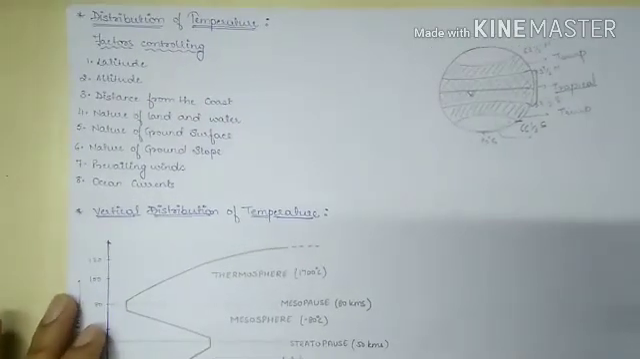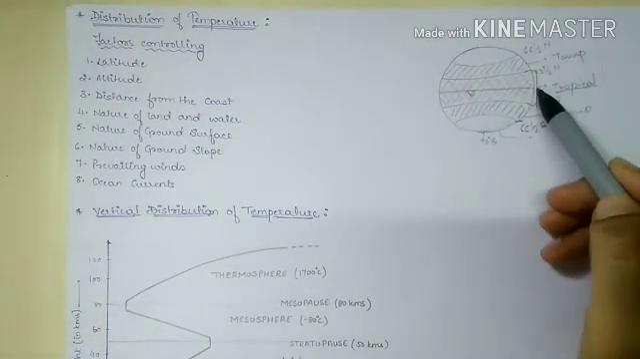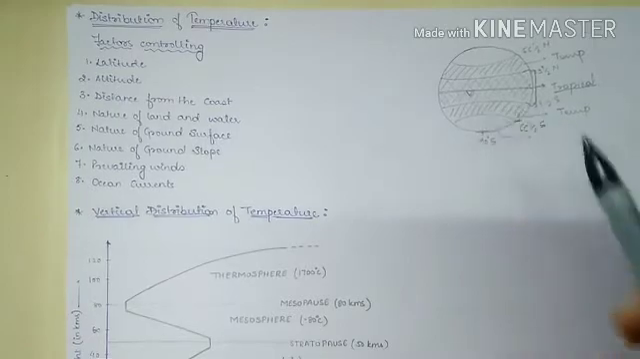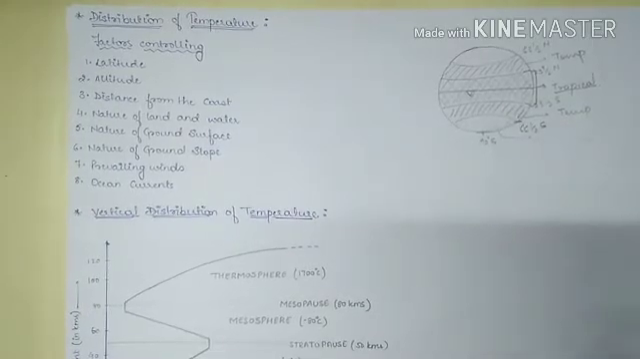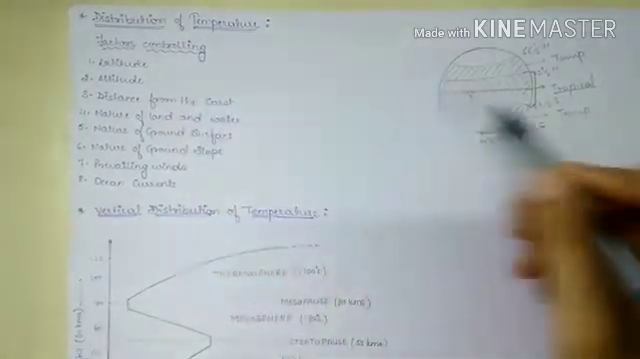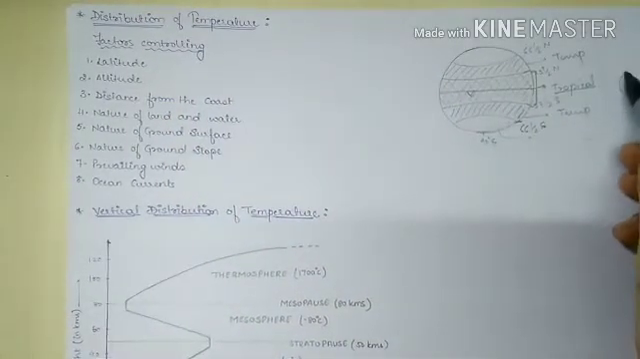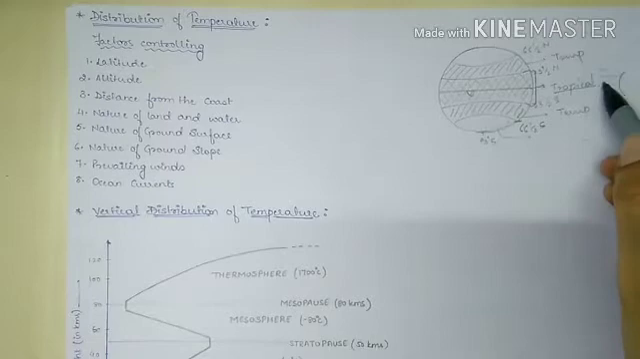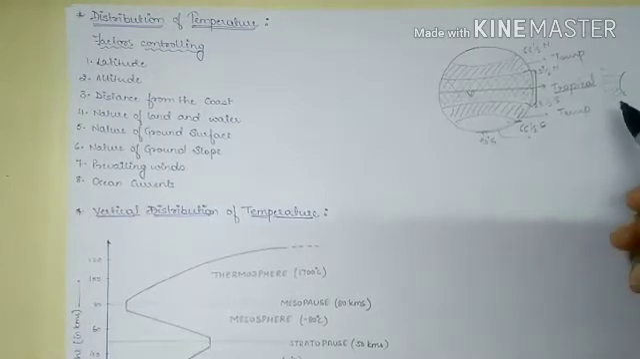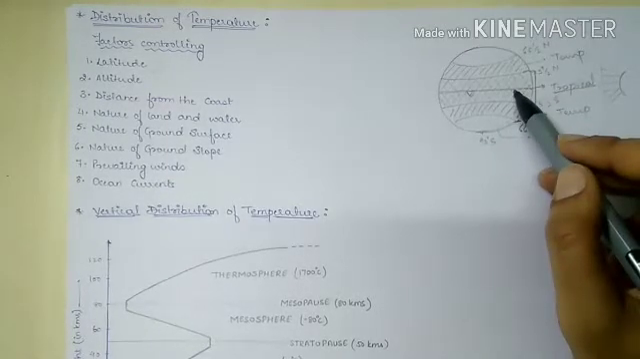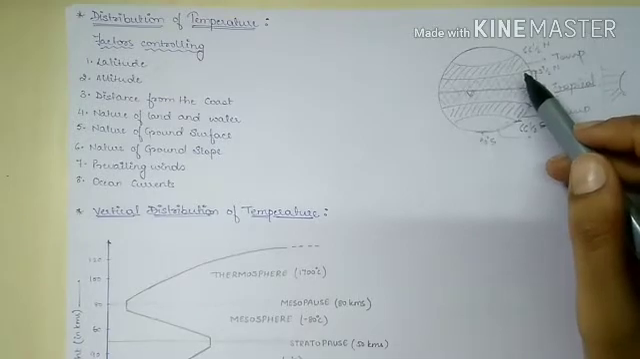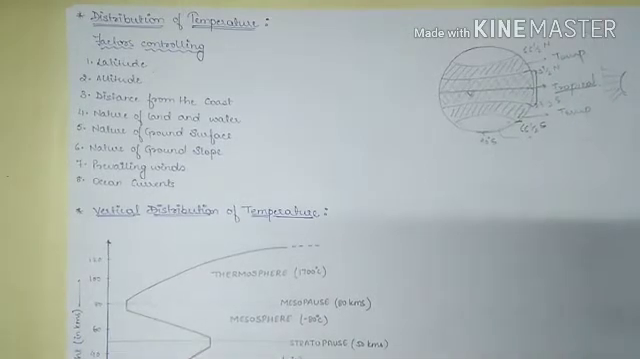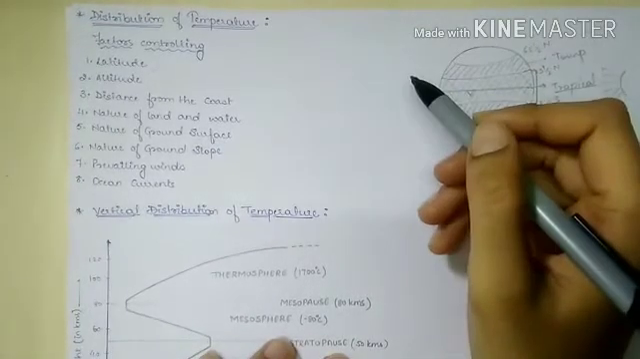The first factor is latitude. Latitude, as we all know, is the most important factor as it tells us about the amount of sunlight that the area will receive. Next we have altitude. The altitude is the second important factor.